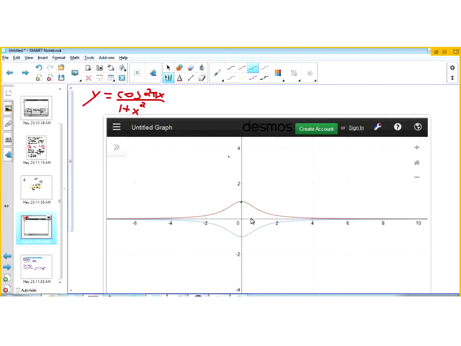So where is 1? 1, 1, 2, 3, 4. So 1 is right here. There's 1. And so we know that the cosine function halfway through its left period, which I call the left period, would be 0. And then at the end point of its left period, the cosine output would be -1.